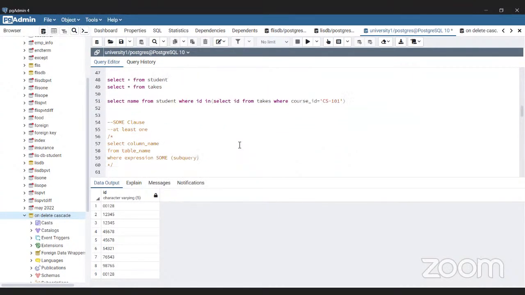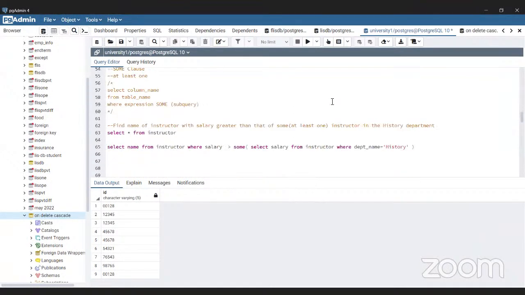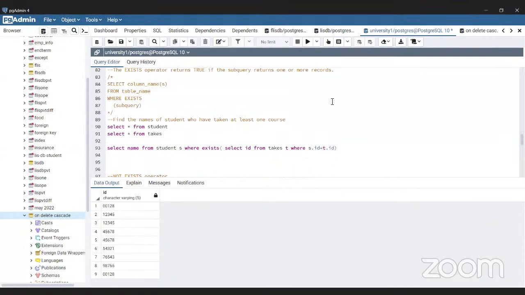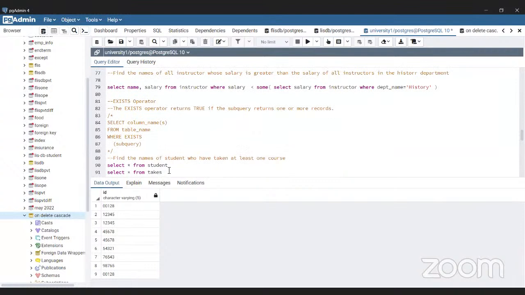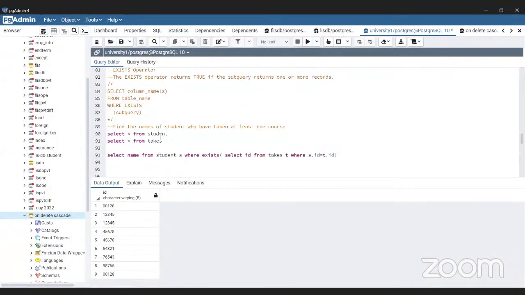Then the exists operator, and not exists. The exists operator returns true if the subquery returns one or more records. Suppose the subquery returns at least one record, then it returns true. Let's see one question: find the names of students who have taken at least one course. Let's see the first table.